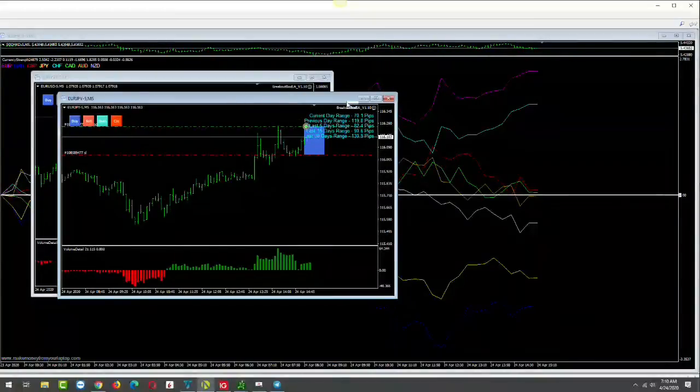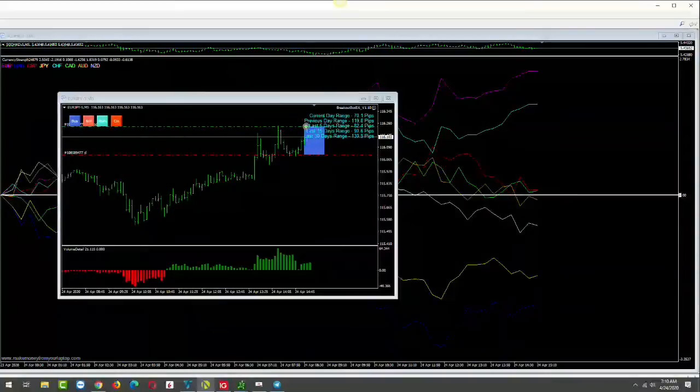It trails the stop pip for pip for us. So we've got a fixed take profit point, and then we've got a trailing stop behind us. So what does that do for us? Well, we've given ourselves a little bit of an advantage looking at which currencies are moving and which currencies are diverging. We're trading with the trend.